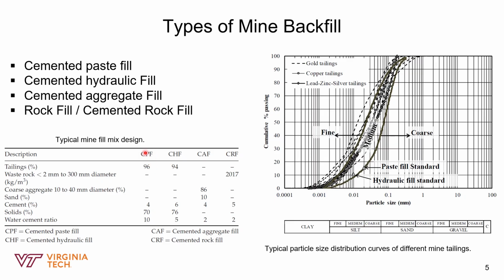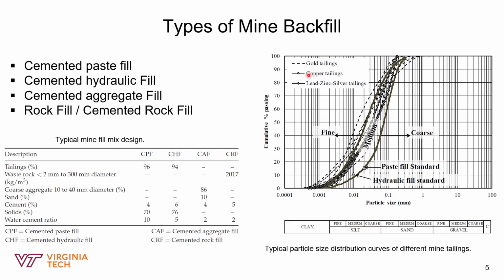so for the paste fill and the hydraulic fill, they both have tailings, cement, and water, even though the compositions may be different. For the aggregate fill, it doesn't involve tailings because the tailings are too fine. And so it has coarse aggregate, 10 to 40 millimeter diameter, and then it also has some sand, cement, and some water. For the rock fill, it's made up of waste rock, which is less than 2 mm to 300 mm diameter. So the main difference between them is the particle size of each of them.